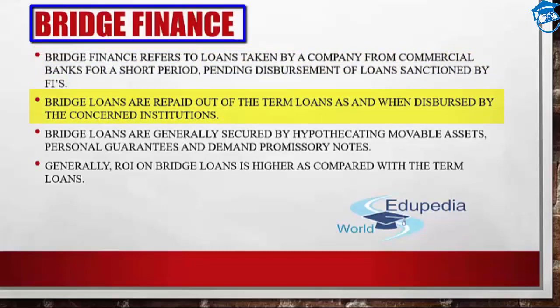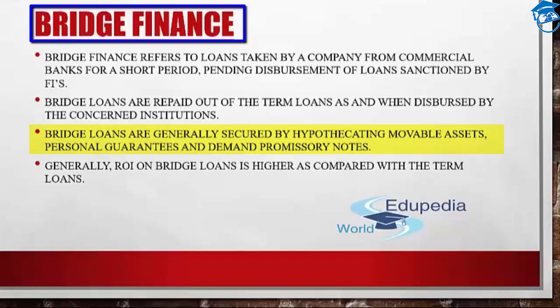Bridge finance loans are repaid out of the term loans as and when disbursed by the concerned institutions. Bridge finance is generally secured by hypothecation of the movable assets. Usually, that small bank is going to ask you, okay, kindly hypothecate your inventory. If in case you are not able to repay us that particular loan amount, at least we have your inventory to fall back upon any time, and your loan will be secured by that hypothecation of your movable assets. That is your inventory, maybe your debtors, your personal guarantees, and your demand promissory notes. This is something which is very common in any of the cases.